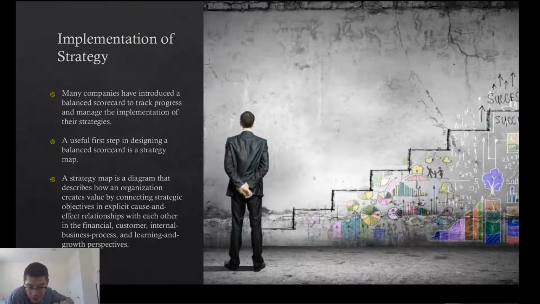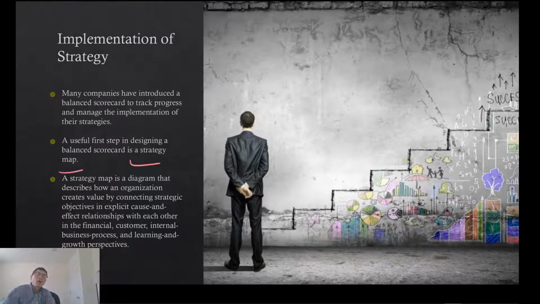So, implementation of strategies. Okay, this is a general process. Many companies have introduced a balanced scorecard to track progress and manage the implementation of their strategies. A useful first step in designing a balanced scorecard is a strategy map. A strategy map is a diagram that describes how an organization creates value by connecting strategic objectives in explicit causal relationships with each other in a financial, customer, internal business process, and learning and growth perspective.